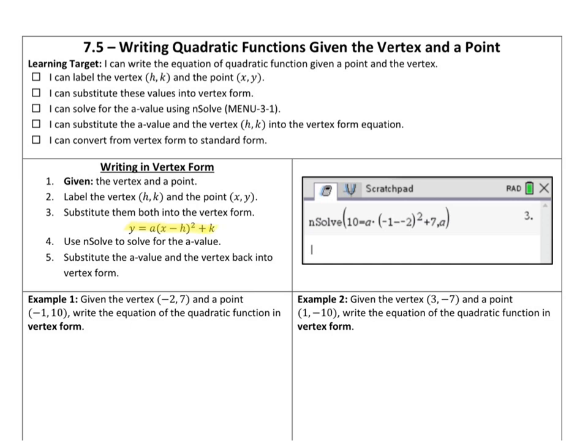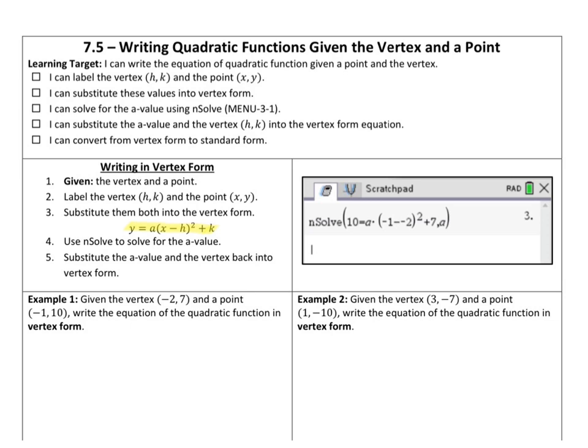So if we label our point as x, y, we can plug in for x and y, and then the only letter we have left in the form is a. So then we can use insolve to solve in the next step, and then substitute our a value and the vertex back into the vertex form, and there you go, you have your function from just the vertex and a point. So let's go ahead and get started.